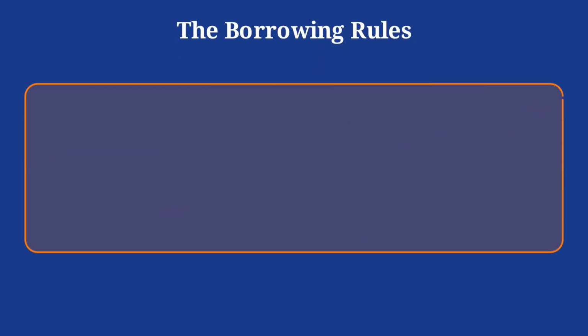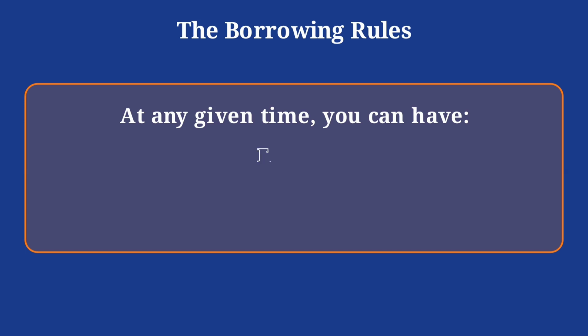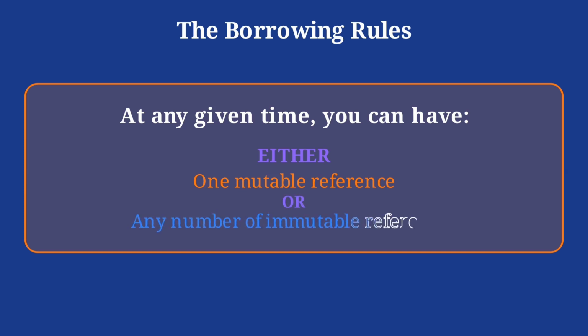This brings us to the core rule of borrowing, the rule that makes everything else make sense. At any given time, you can have either one mutable reference or any number of immutable references, either one writer or many readers, but never both at the same time.